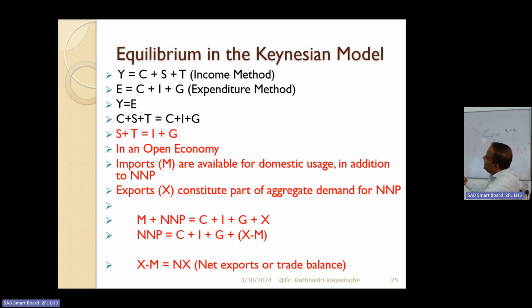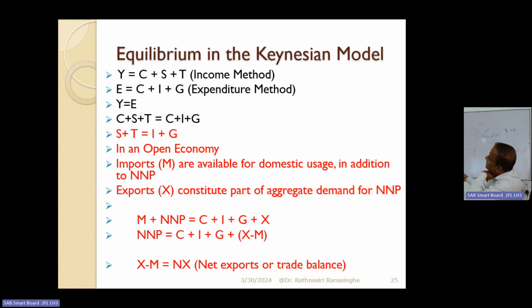Now, equilibrium in the Keynesian model that we are going to talk about. According to the income method, Y equals C plus S plus T with the government sector. If there is a government sector, taxes and subsidies come into operation. So now in a three sector model, how do you explain the income? Part of the income you consume, another part you save, and part of the income you pay as taxes. So income is Y equals C plus S plus T, according to the income method.